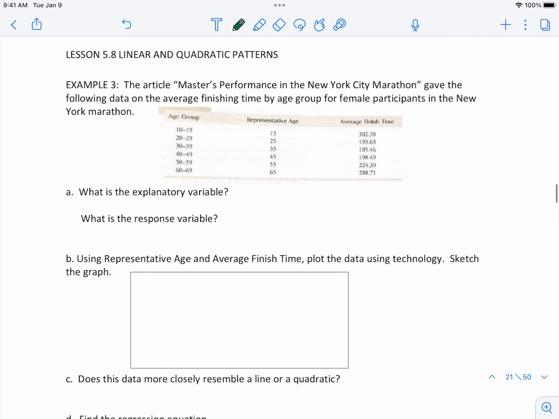The article, Masters Performance in the New York City Marathon, gave the following data on the average finishing time by age group for female participants in the New York Marathon. What is the explanatory variable? So here we have age. What is the response variable? And this is the marathon finish time.